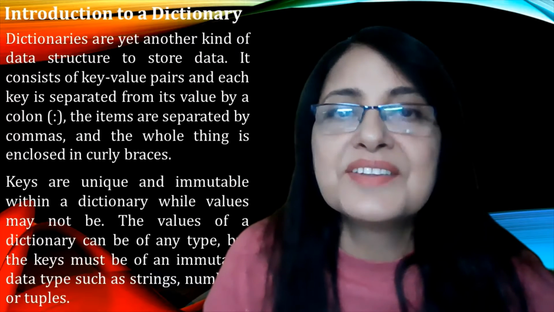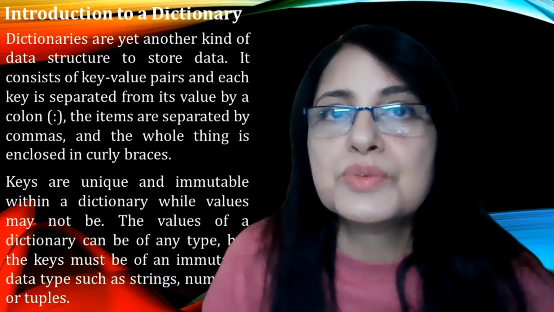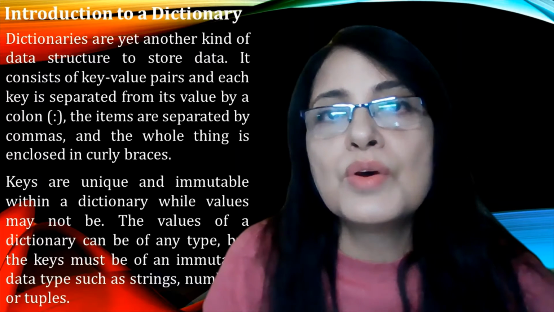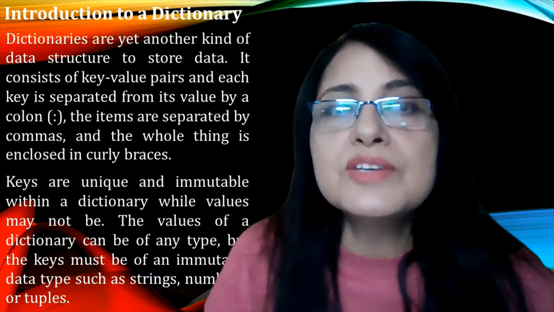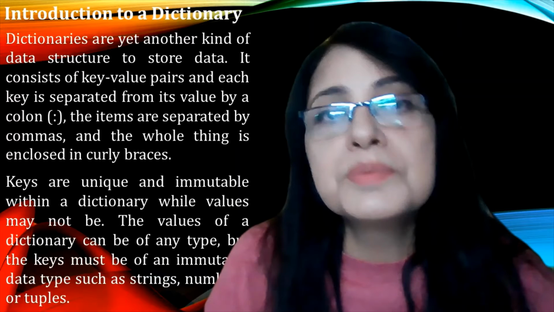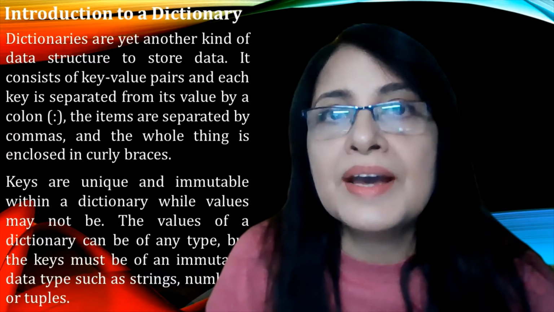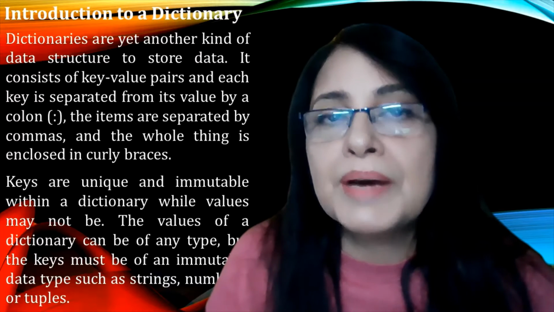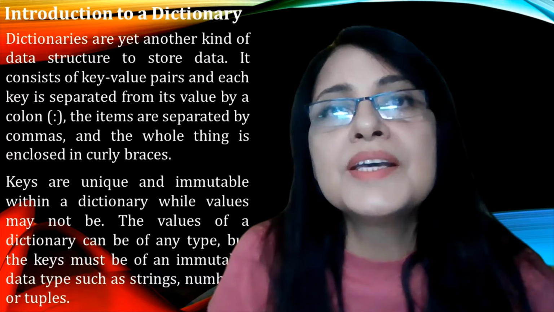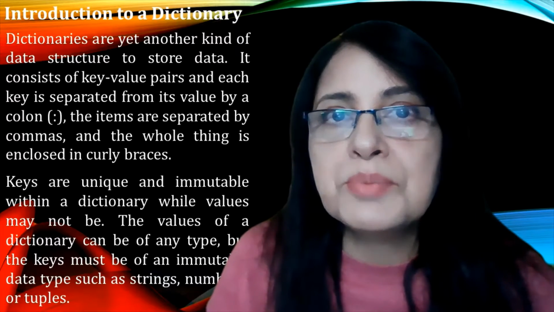Dictionaries are yet another kind of data structure to store data. It consists of key value pairs, and each key is separated from the value with a colon, and the pairs or items are separated by commas. Now, the whole thing is enclosed in curly brackets.